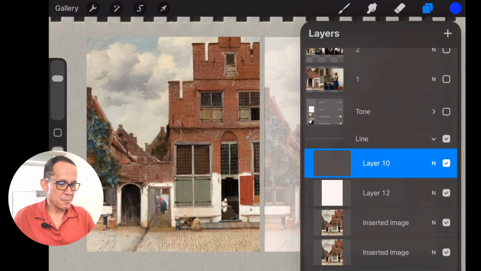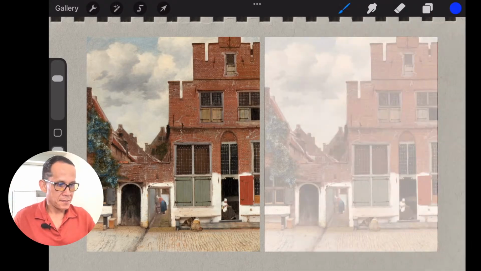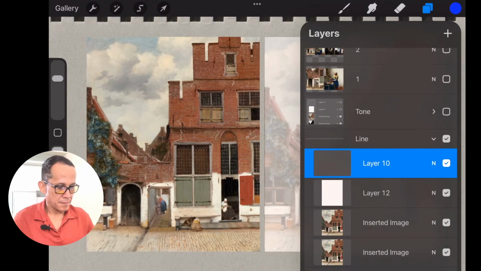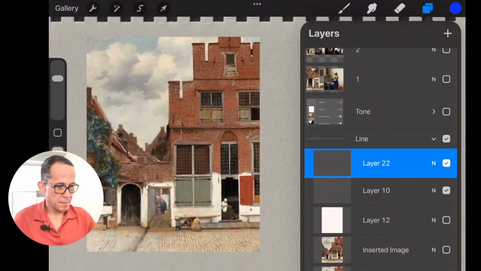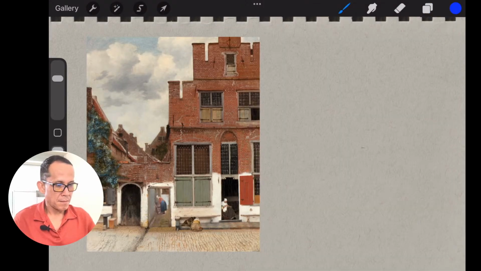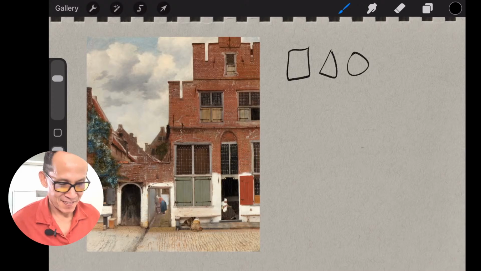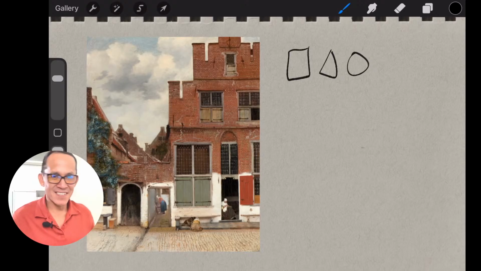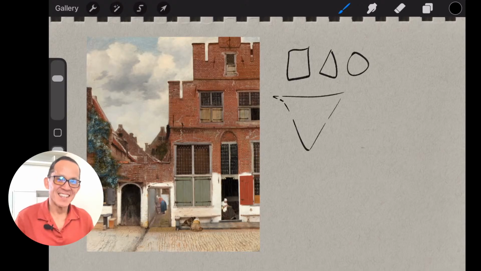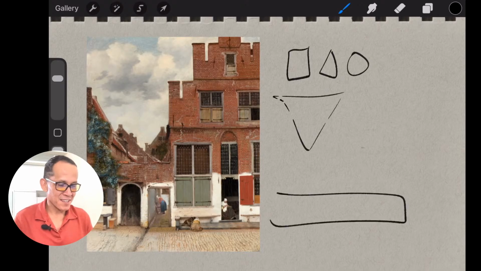What I mean by major shapes, these are basic shapes. Comment below. What are the basic shapes that you see in this picture? It's obvious. That's why it's so beautiful. Right? Do you see it? Of course, you see it. You see triangle, okay? You see the streets, a rectangle.